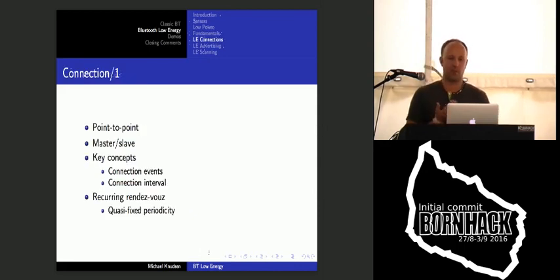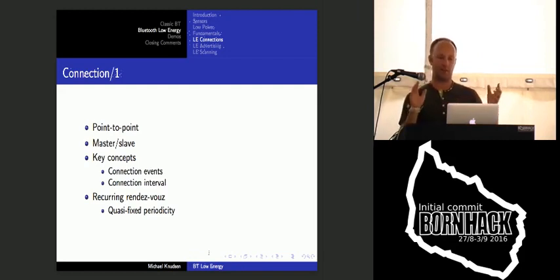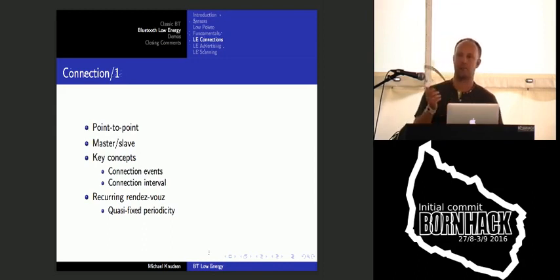So first of all, I'm going to talk about connections. Connections are point-to-point. On a connection, there's a master and a slave, and we only have these 2 entities on the connection. Whereas in classic Bluetooth, you would have a master and up to 6 slaves, I think, 7. The key concepts that define this connection are connection events and the connection interval. Essentially, you should see a connection in Bluetooth Low Energy as some sort of recurring rendezvous with what I call quasi-fixed periodicity.